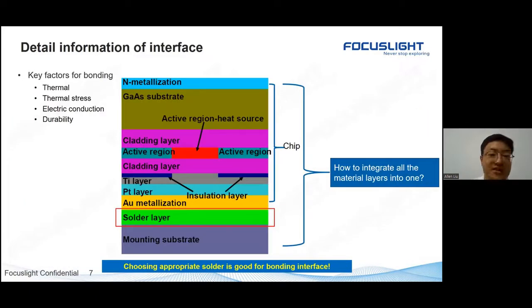Just a quick summary for the bonding interface. We need to consider the thermal and the thermal stress. Then we need the bonding interface to have good electric conduction and good durability in the working condition. So choosing a good bonding interface is very important. Our purpose is how to integrate all the material layers into one by using a solder layer as a bonding interface.